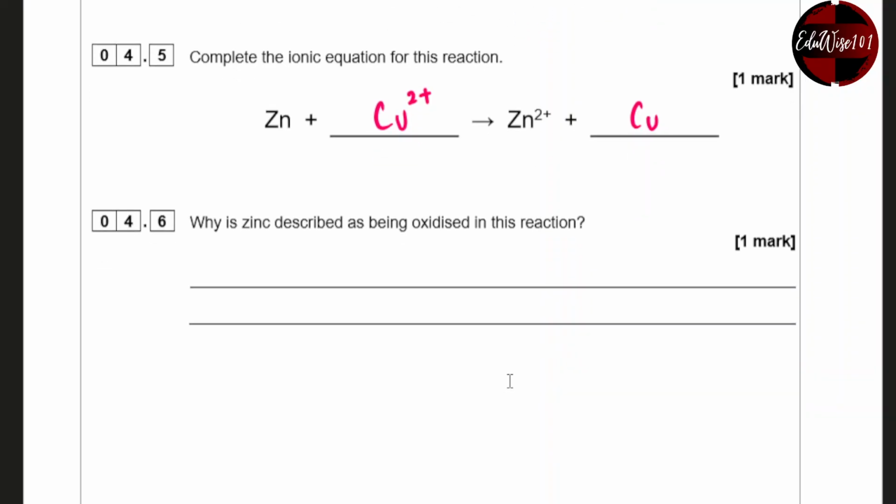Why is zinc described as being oxidized in this reaction? Now remember, oxidation is not just simply the transfer of oxygen atoms, addition or removing oxygen atoms, but it's also the transfer of electrons. Remember OIL RIG. Oxidation is loss of electrons and reduction is gain of electrons. So zinc is losing 2 electrons, hence it's being oxidized. The zinc atom loses 2 electrons.